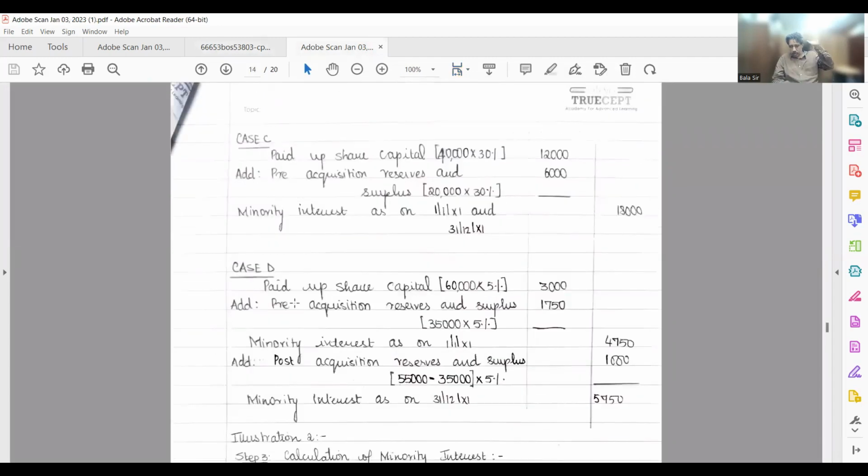Now refer to the solution. Here 30% minority. So what is 30% of 40,000? 12,000 rupees. And then add pre-acquisition reserves and surplus, 20,000 into 30%, 6,000. Adding both, 18,000. And then add post-acquisition zero, and total again 18,000. That means in this example, the minority interest on acquisition date is the same as the minority interest on the consolidation date, right? Next.